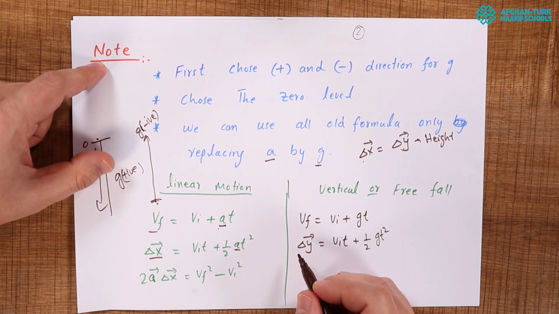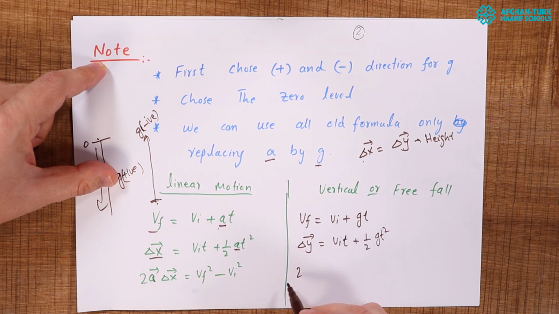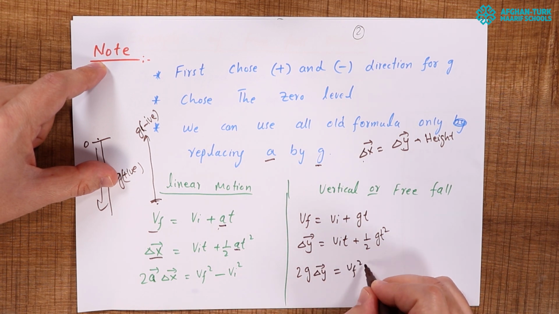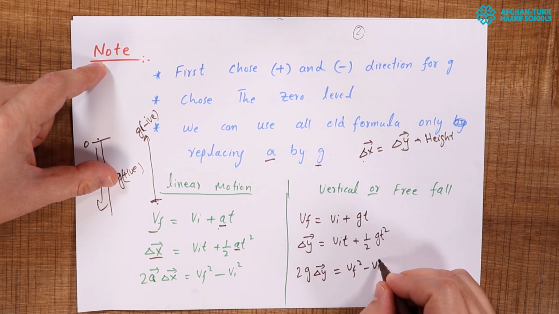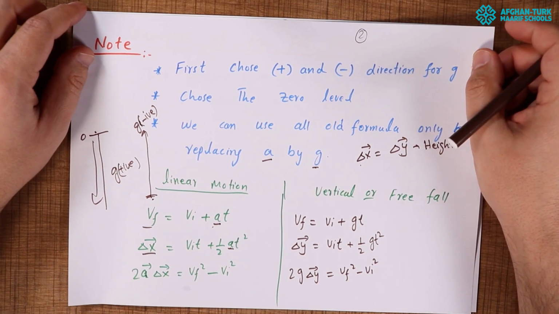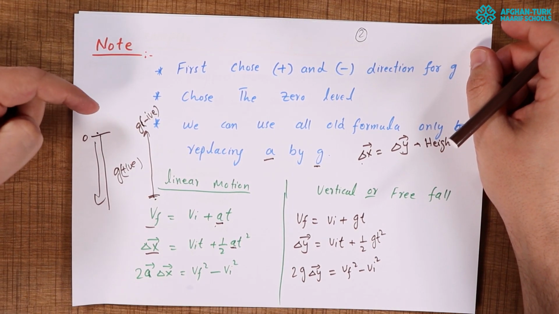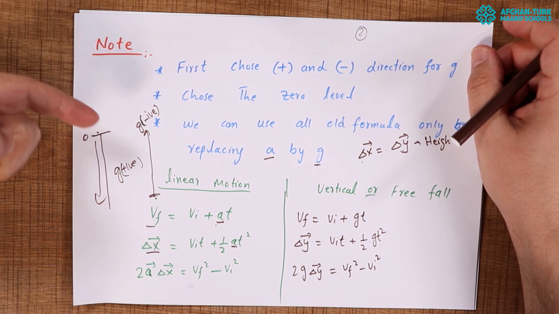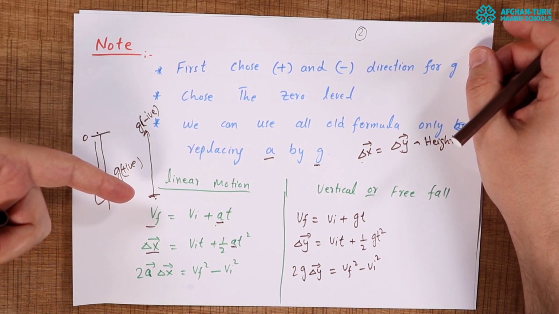The third one, 2, no need to change. G, we will change A to G. Delta X will change to delta Y, it will denote the height, is equal to VF square, no need to change, and VI square. Okay student, now we will see the next page, solve one example with this to clear how we can use these equations.